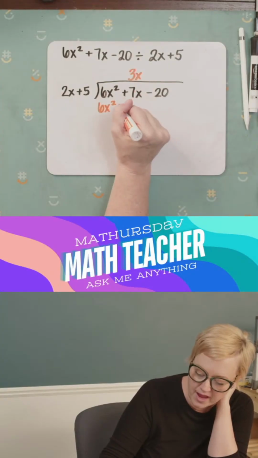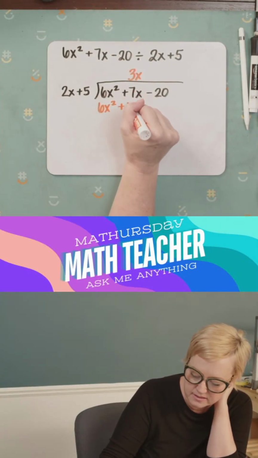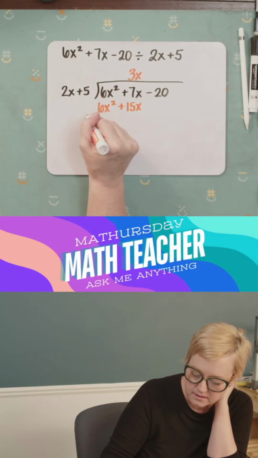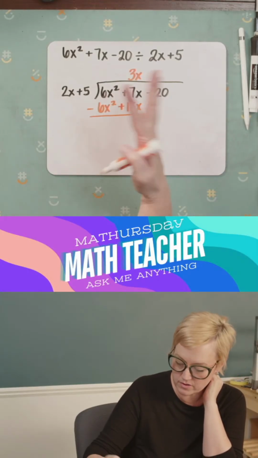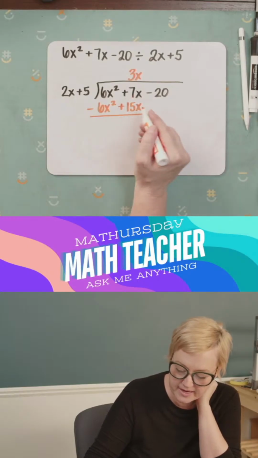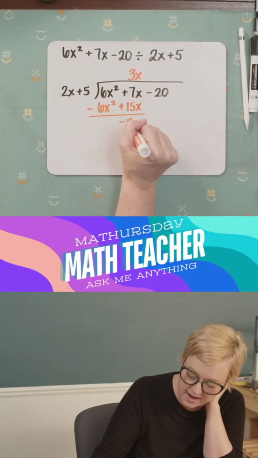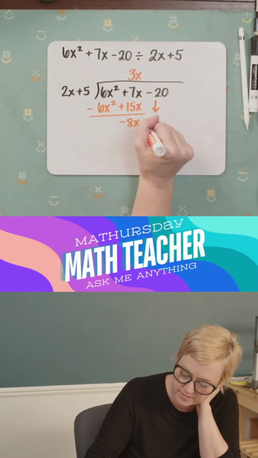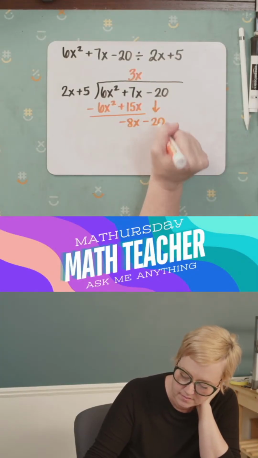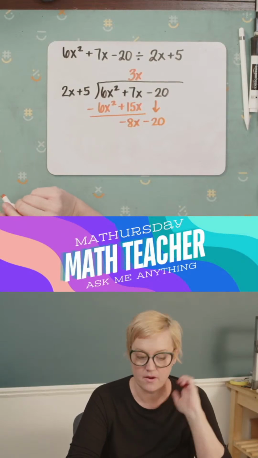3x times plus 5 is plus 15x. And then I subtract. 6x squared minus 6x squared, those are gone. 7x minus 15x is negative 8x. And now I bring down the negative 20. Okay, and now I go again.